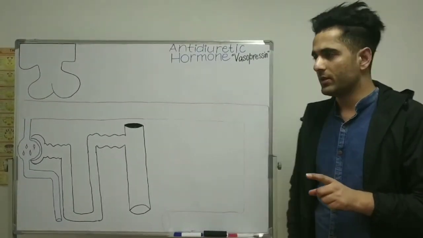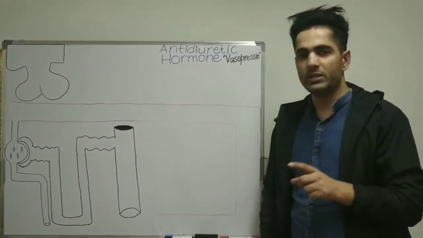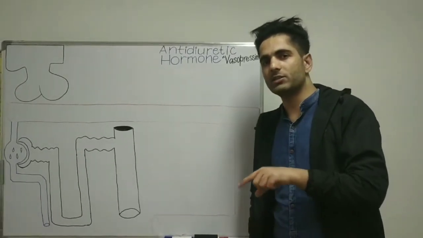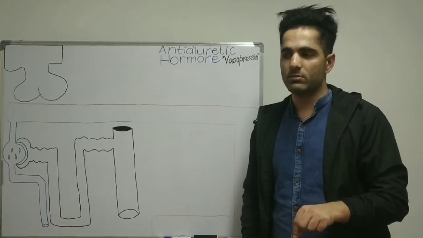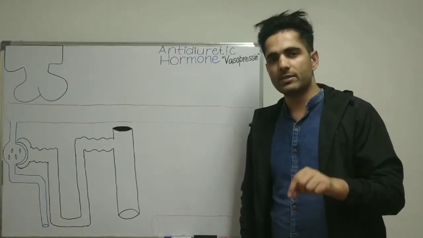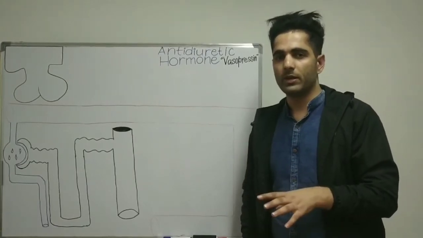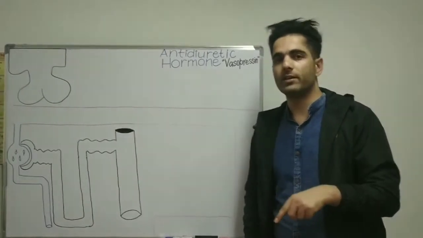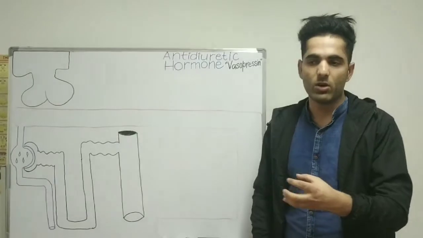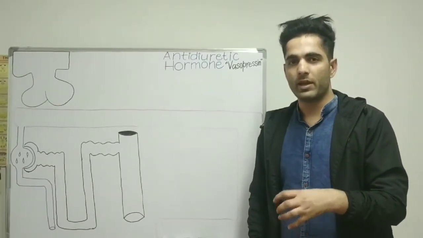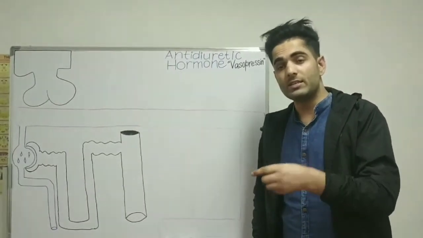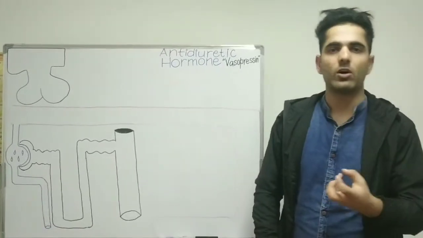As you can see here, the antidiuretic hormone itself stands for against the diuresis. Diuresis means loss of excess amount of urine with the excess amount of water. We can say it is against the diuresis. It prevents the loss of water in the urine. We can say also it is the water conserving hormone.